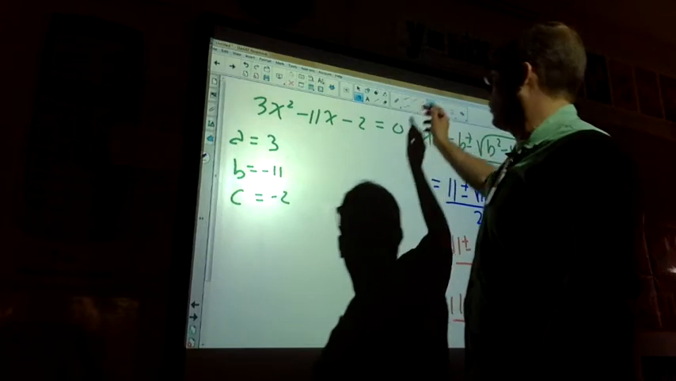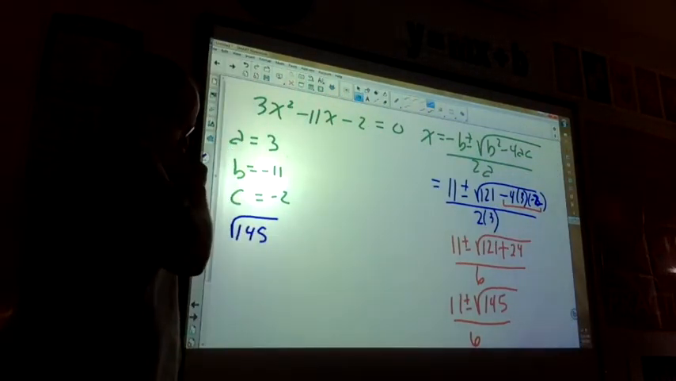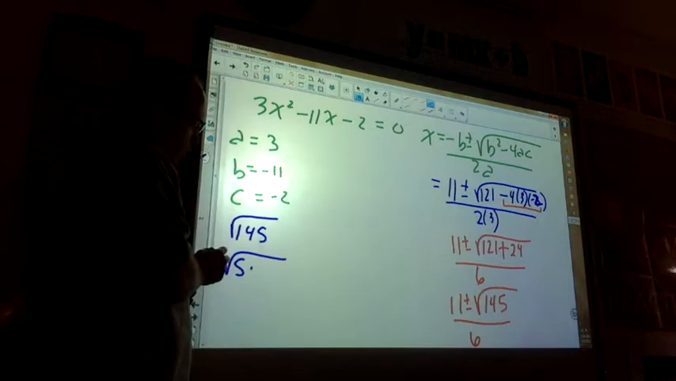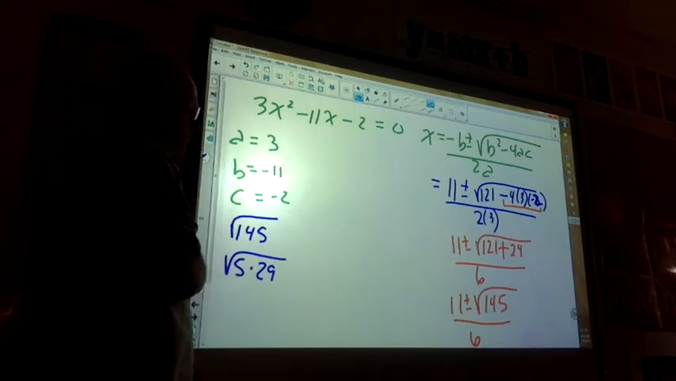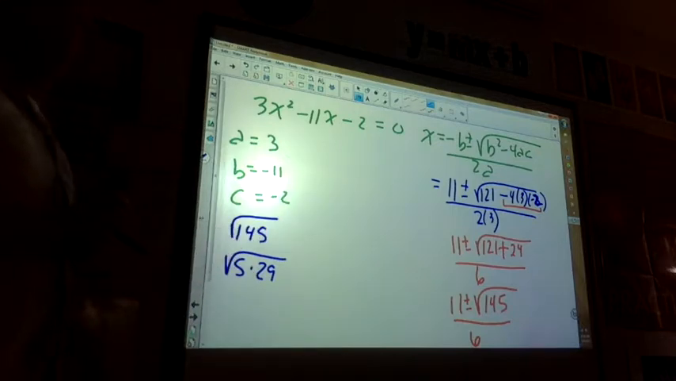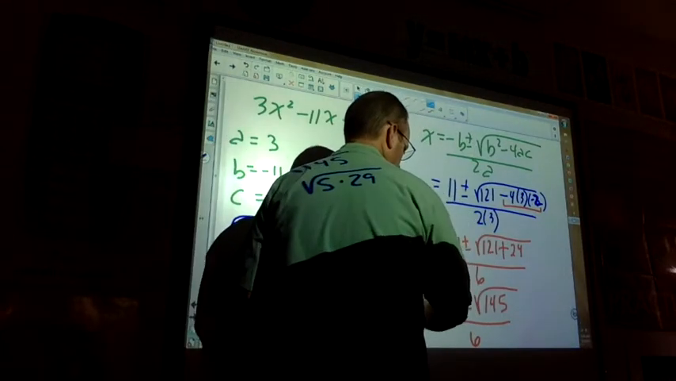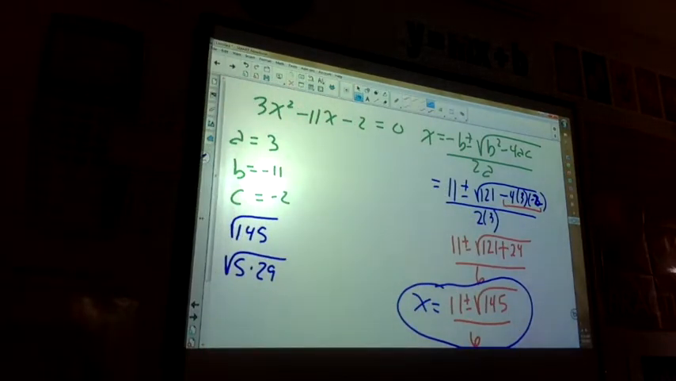All right, let's see if we can break 145 down. Okay, 2 doesn't work. 3, 5, let's go with 5. 5 times 29. Can I break that down any further? No. So what does 145 stay as? 145. So here's my answer. Two answers. 11 plus square root 145 divided by 6. 11 minus square root 145 divided by 6.